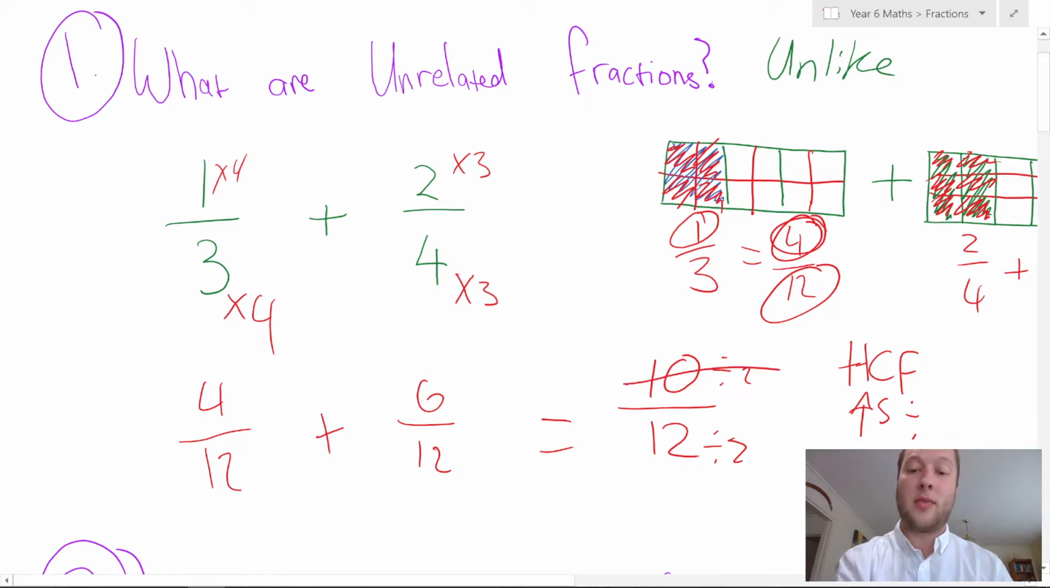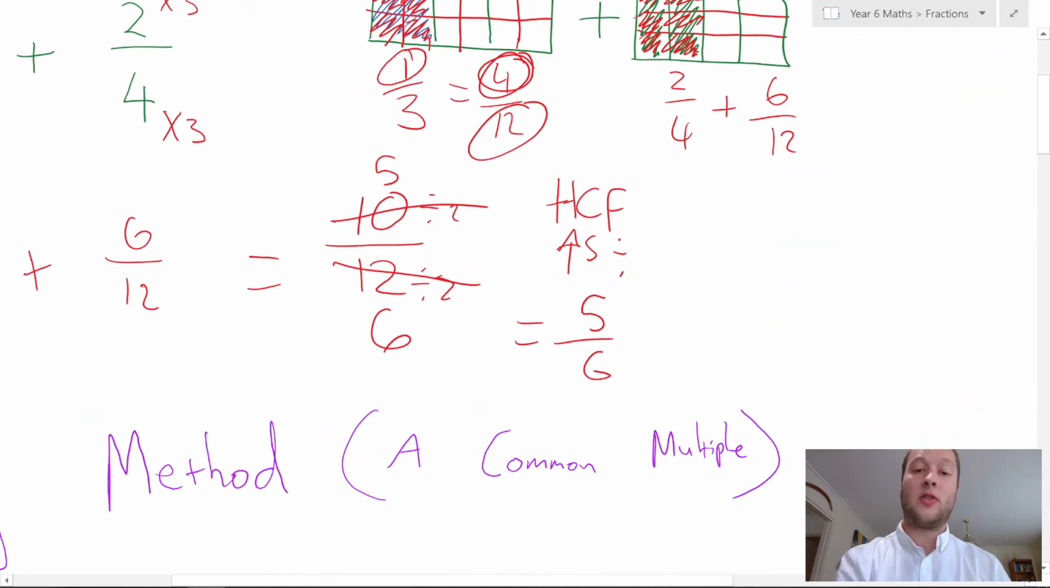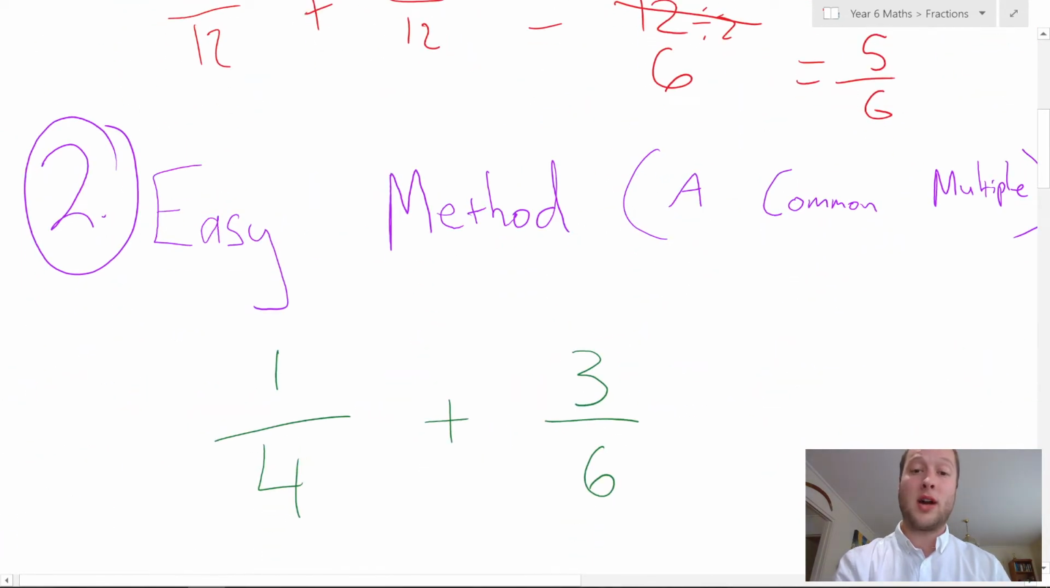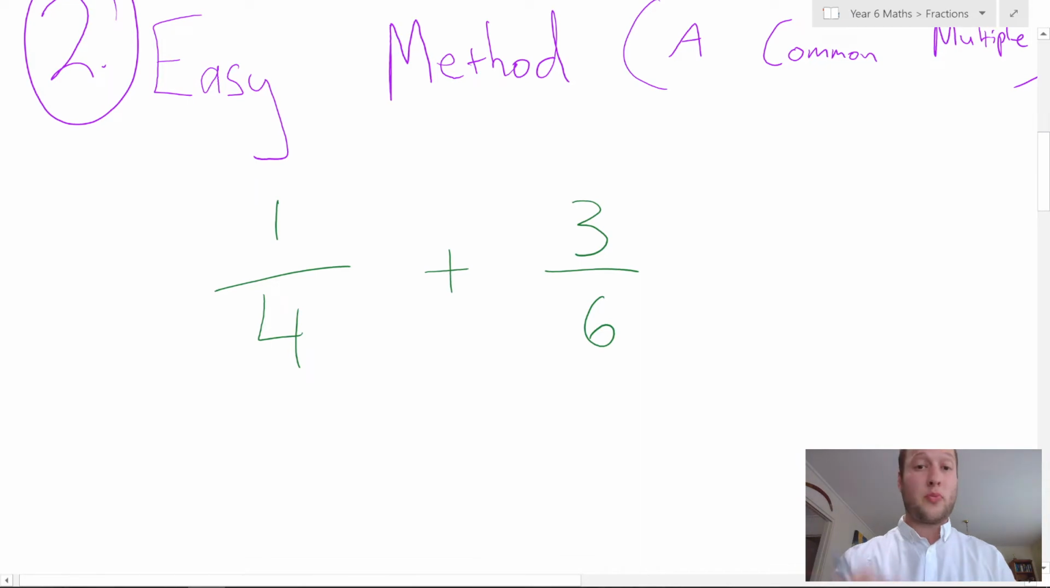So 10 divided by 2 is 5, and 12 divided by 2 is 6. My answer is 5/6. Sorry, I'm sure my face is in the way there. 5/6. So that's one way. I'll show you that one more time. And remember, this method I'm showing you right now is what you'd use if you're not very good at times tables. Then I'll show you the proper method of finding the lowest common multiple.